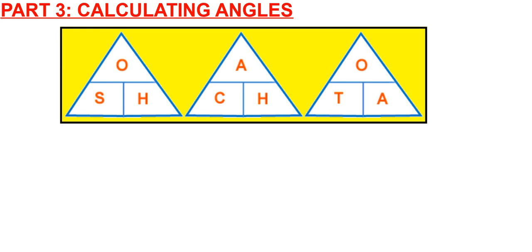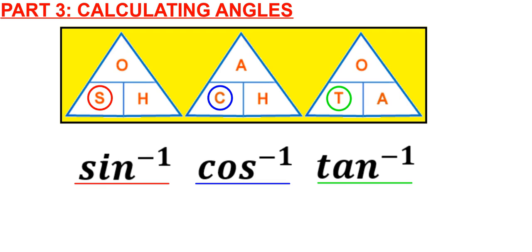So again, you've got the SO, CA and TOA triangles here. So they're all good. Only now, we're not going to be using O, H or A. We're not going to be trying to find the side lengths. We're now interested in finding out S, C and T. Only this time, when finding angles, and only ever if you're finding angles, we use a sin minus 1 button if it's a SO, cos minus 1 if it's a CA, and tan minus 1 if it's a TOA. So this is surprisingly simple with practice.